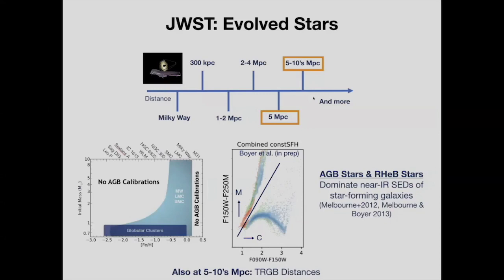And finally, I'll also note the tip of the red giant branch distances, which have been the most popular and productive population two distance indicator, are going to be a real strength of JWST as well, because the tip of the red giant branch becomes brighter in the near infrared.